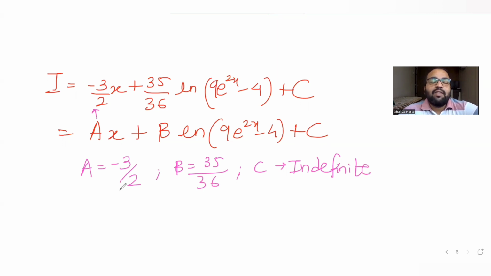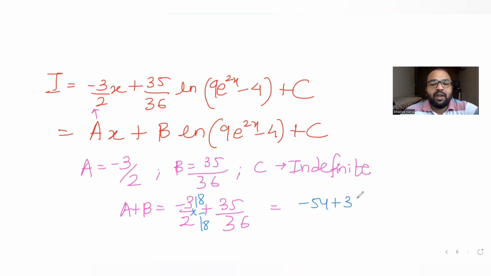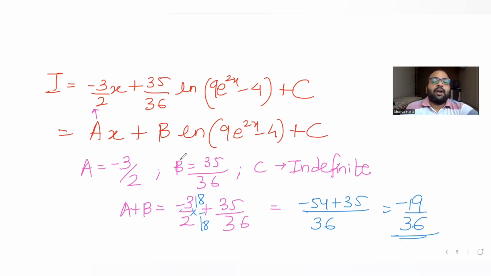And we were also given in the options the value of a plus b, so let's find that as well. So minus 3 by 2 plus 35 by 36. If I solve this further, I can make the denominator 36 by multiplying by 18. So I get minus 54 plus 35 by 36. That becomes minus 19 by 36. Right?